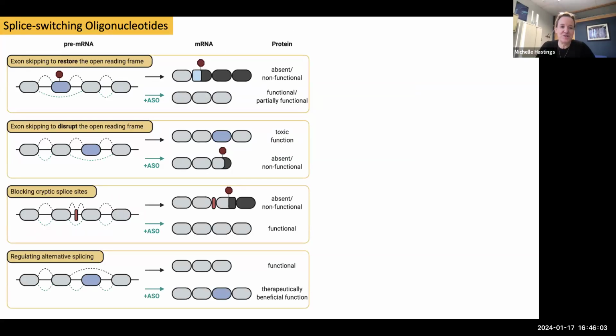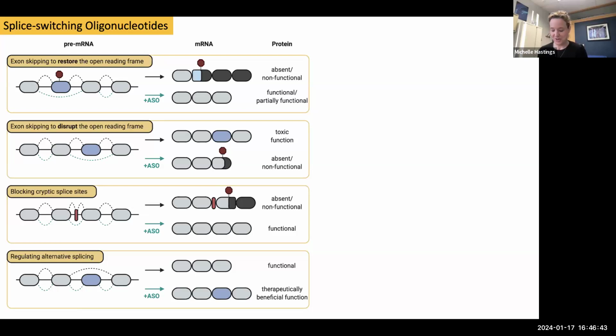We're working in the splice-switching oligonucleotide, and this is just a slide meant to reiterate that with splice-switching, you can do a lot of different things to splicing to have different outcomes. You can skip exons that have termination codons to correct an open reading frame. You can disrupt an open reading frame by skipping an exon and creating a termination codon to decrease gene expression. You can block cryptic splice sites if there's a disease caused by a mutation that creates a cryptic splice site, or you can regulate alternative splicing.